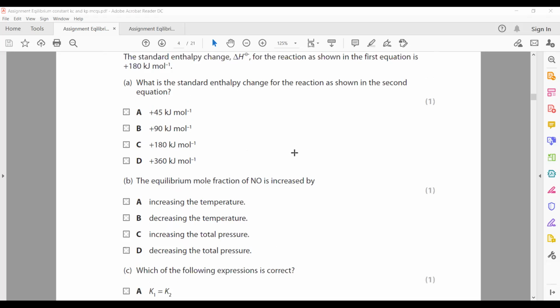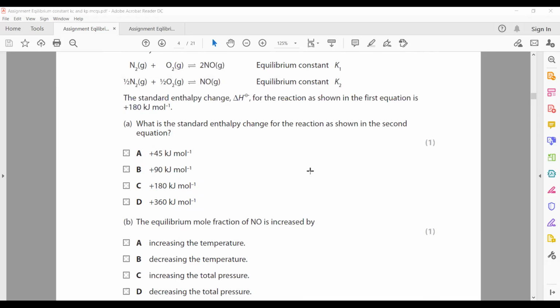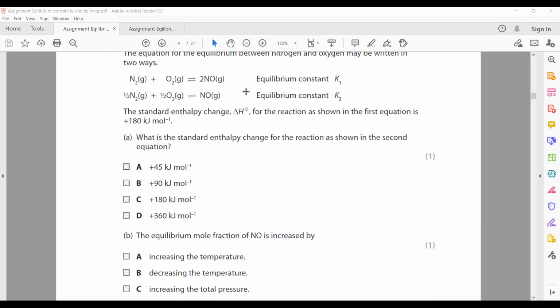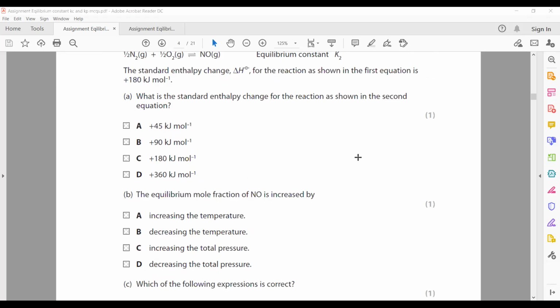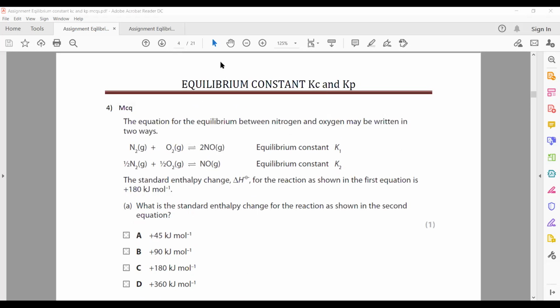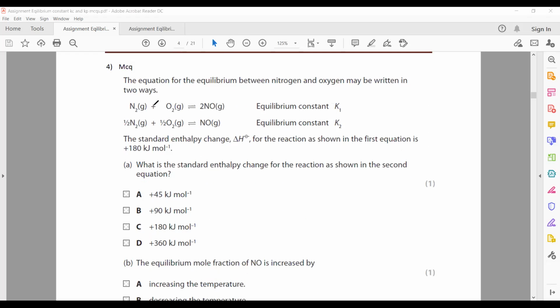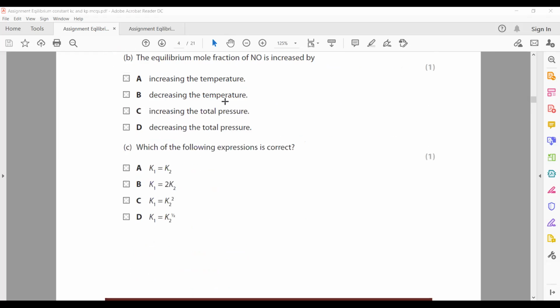The equilibrium mole fraction of NO is increased by how we can increase the amount of NO. What can we do? Increasing temperature, decreasing temperature, increasing total pressure, decreasing pressure. The reaction is endothermic. So when the reaction is endothermic, an increase in temperature shifts the equilibrium towards the right hand side. So you will get a higher amount of product, which is NO in this example.